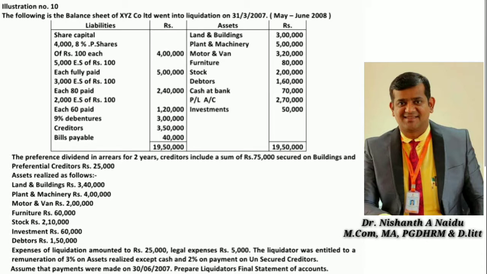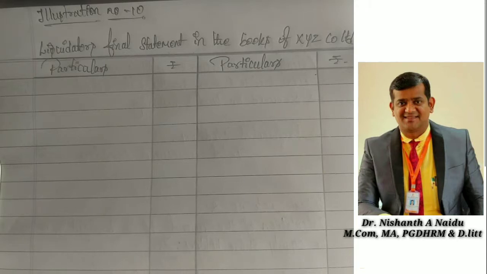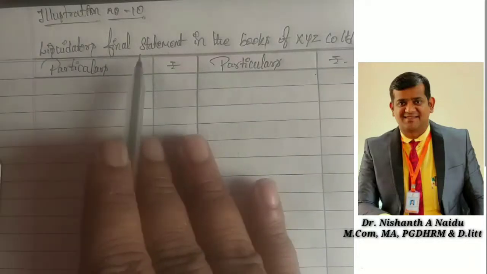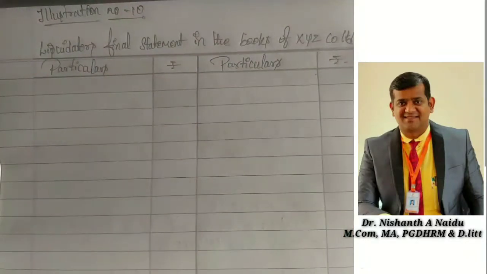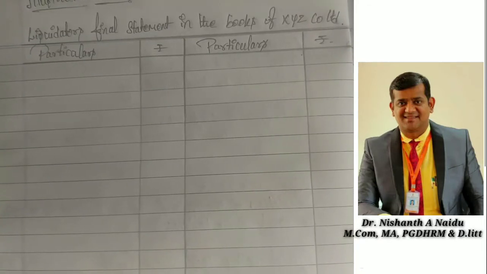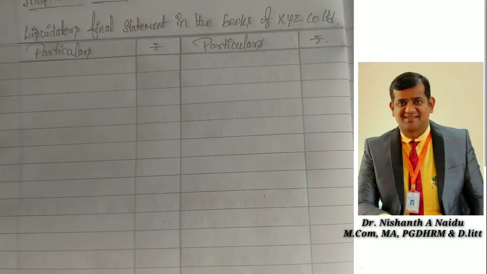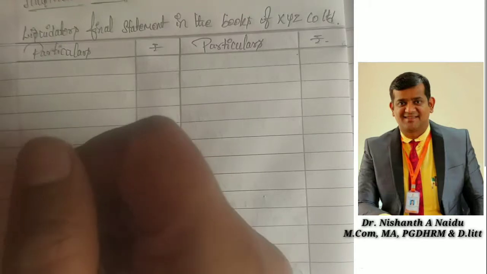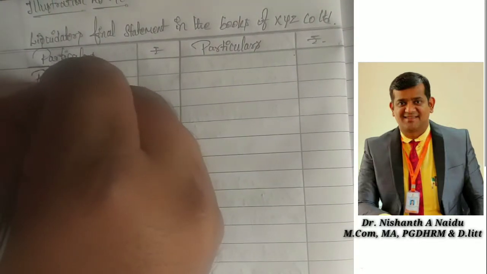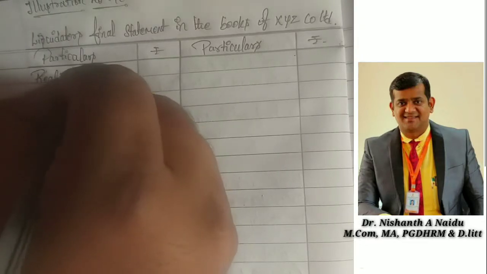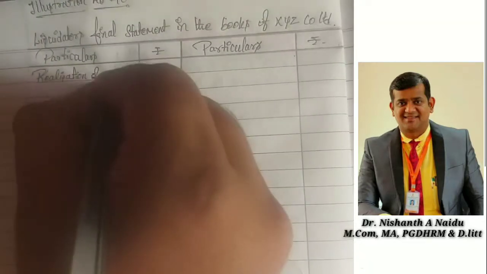without any further delay. Ready with the solution part. So illustration number 10, liquidator's final statement in the books of XYZ Company Limited. Particulars rupees, particulars rupees. So I'm ready with the table as well. So let us begin the solution part. So first, what are we going to write? Realization of assets.